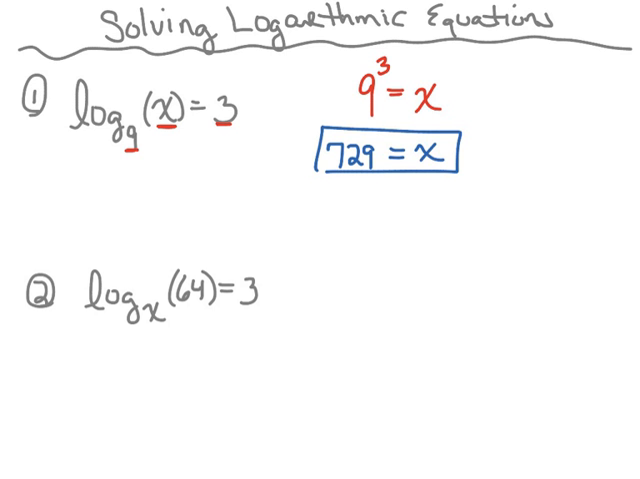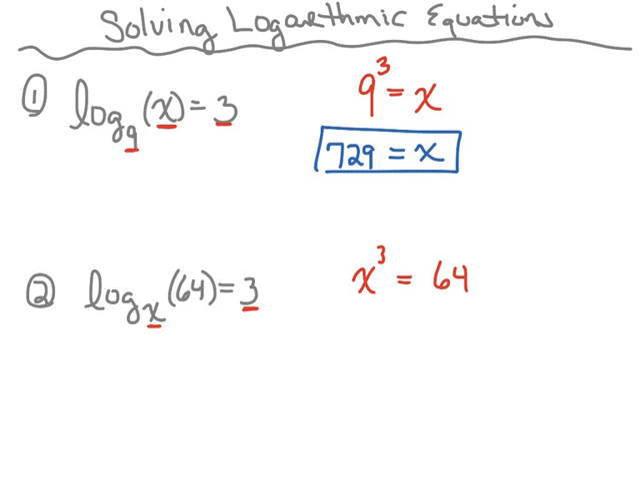Let's take a look at number 2. Here we have log base x of 64 equals 3. First thing I'm going to do is rewrite this as an exponential. So this is now going to become x, that's the base, to the third power, that's the exponent, and it equals 64. So now I have the exponential x to the third power equals 64. And I need to solve for x.